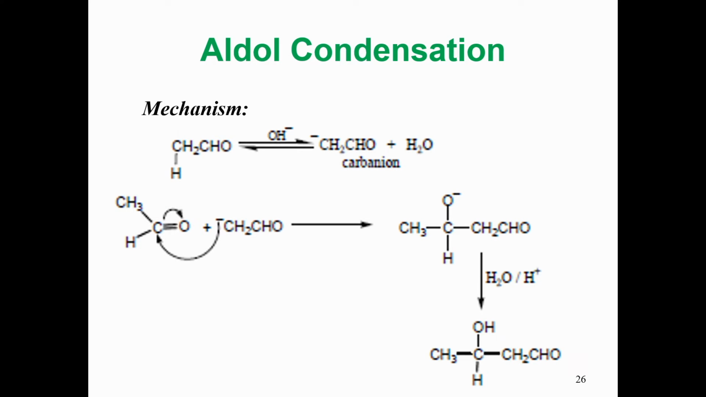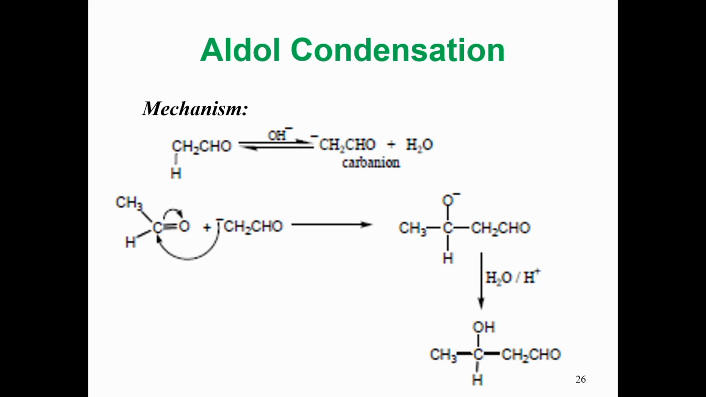The base is going to abstract the alpha hydrogen. Now, what is the alpha hydrogen? When a compound has a functional group, the carbon next to the functional group is called the alpha carbon. In this case, the functional group is carbonyl, so the first carbon is the alpha carbon. The hydrogen of this carbon is the alpha hydrogen, and these hydrogens are all acidic. So a base will come and take one to form a carbanion.